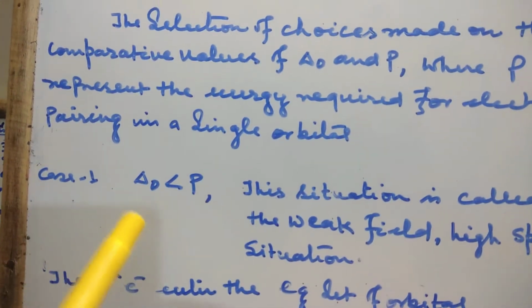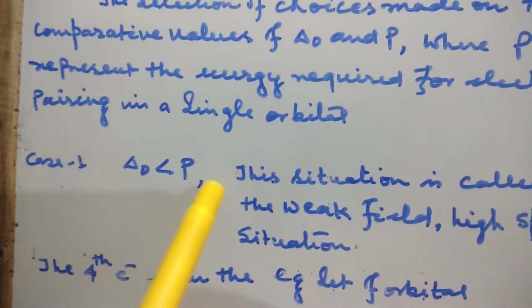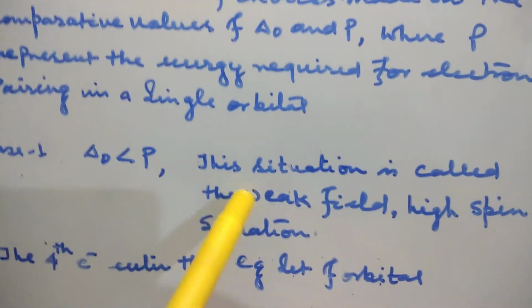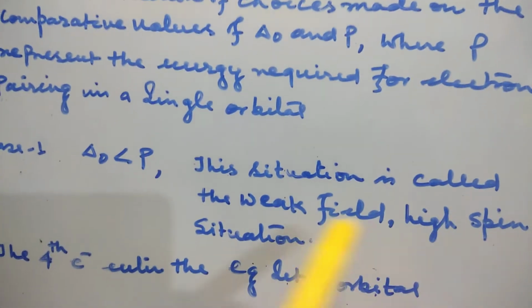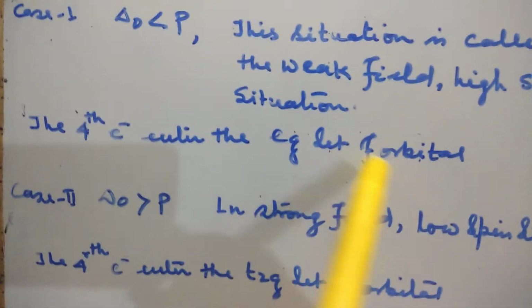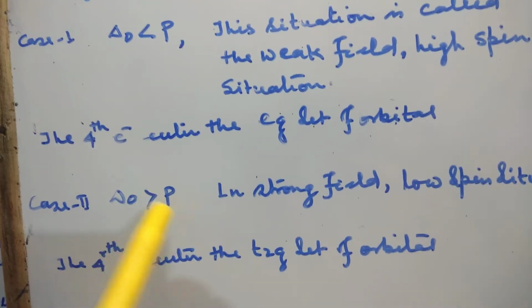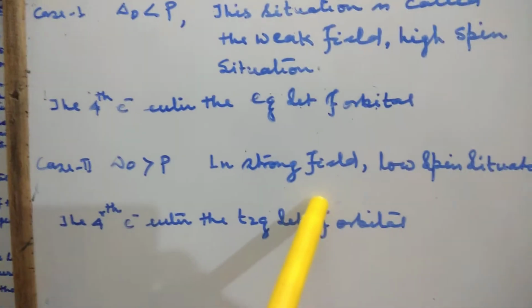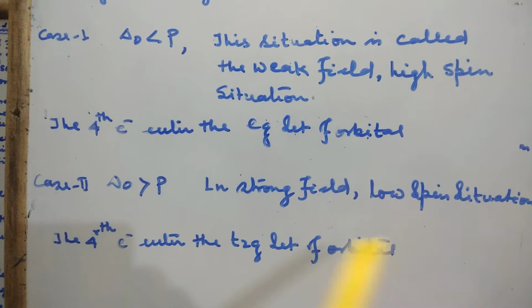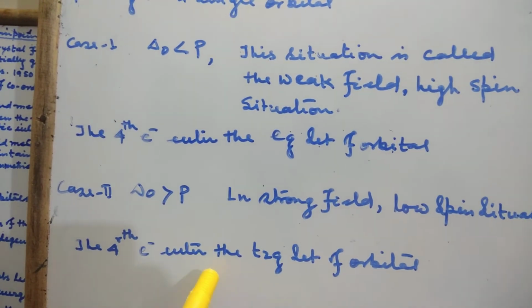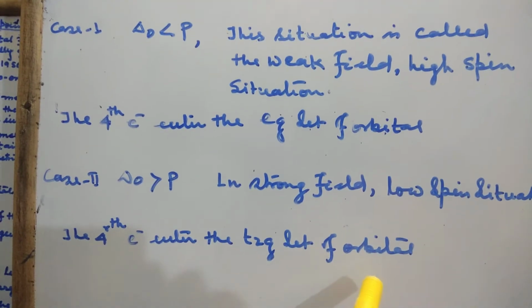Case 1, when delta naught is less than P, this situation is called the weak field high spin situation. The fourth electron enters the eg set of orbitals. Case 2, delta naught is greater than P. In strong field or low spin situation, the fourth electron enters the t2g set of orbitals.